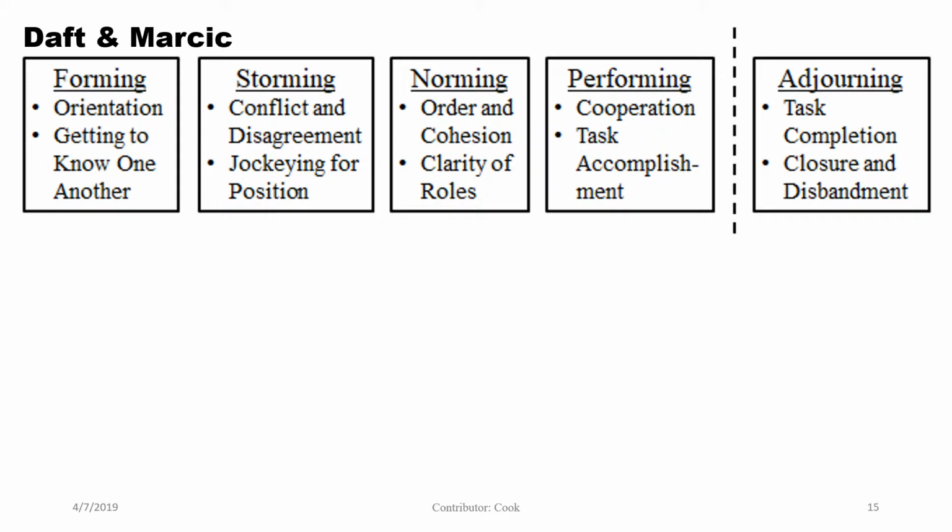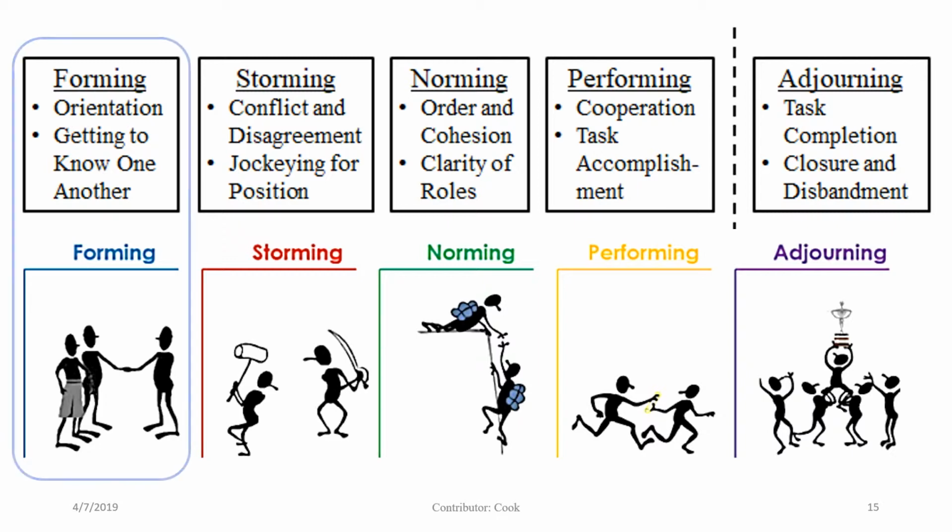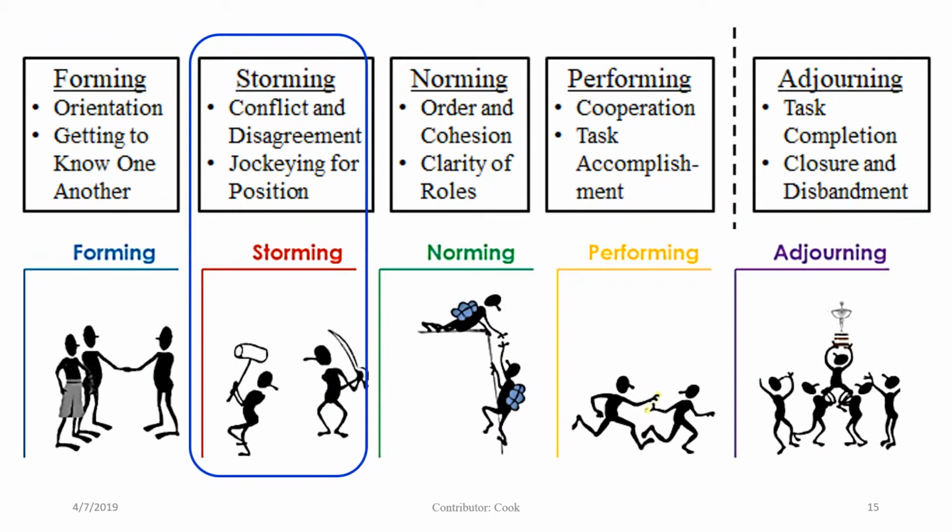Shown on this slide is a graphic representation and words from the exhibit provided in our course's textbook by Daft and Marsick. Let's add the cartoon diagrams from the teamwork.com website to review the first 4 major developmental steps of teams. On the left is the initial stage, forming. Here, an orientation on the compelling purpose of the team is provided, and the members are getting to know one another. Once the stage is completed, we can move to the second stage, storming.